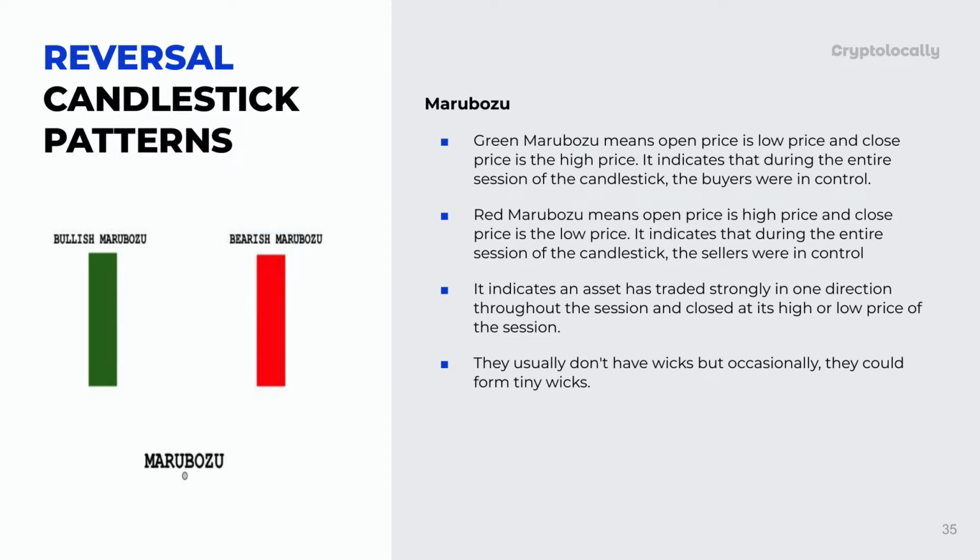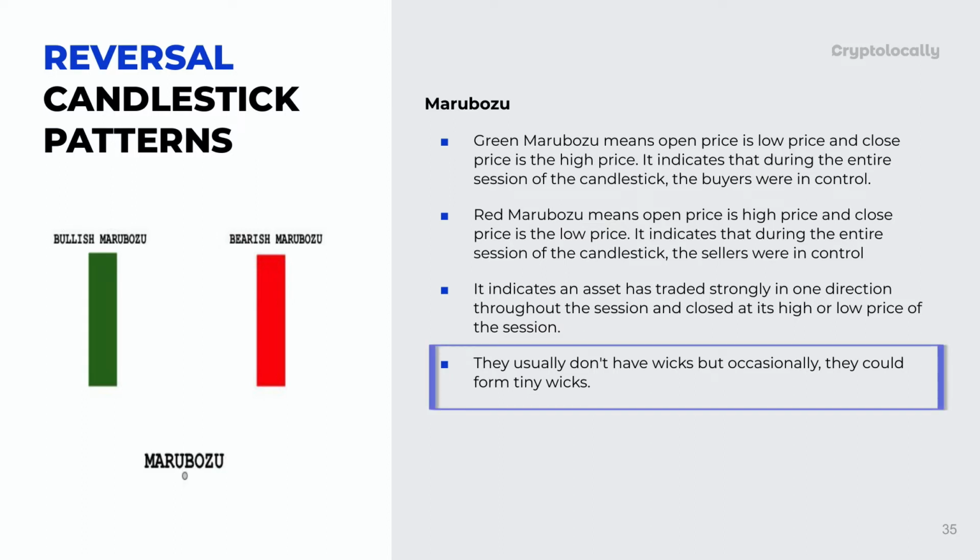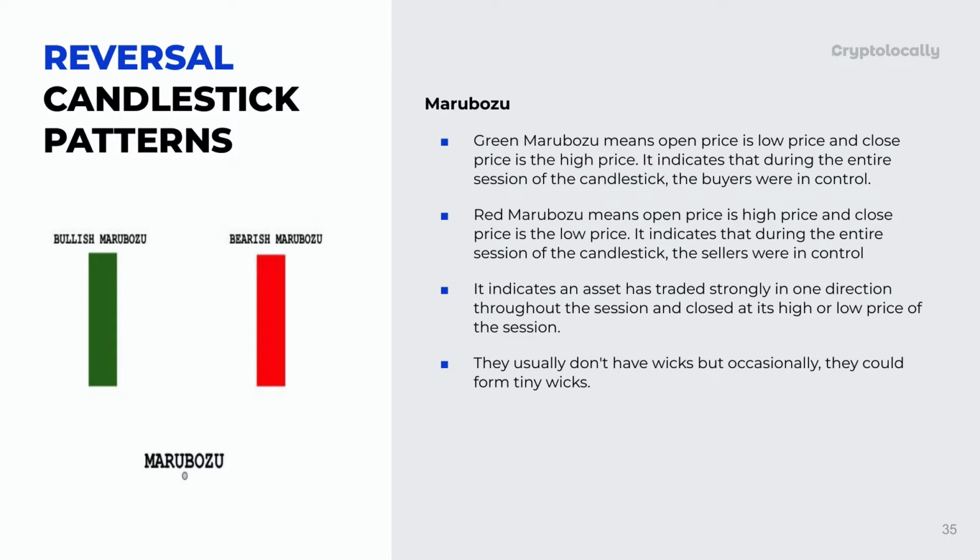So a Marubozu indicates that an asset has traded strongly in one direction. A bearish Marubozu represents that the sellers sold so much that the distance between the opening price and the closing price was so large. So it indicates great trading activity in the market. They usually don't have wicks, as I said earlier, but occasionally they could form tiny wicks, but that's rare, and it's also rare to see a Marubozu in the market. So watch out for them.